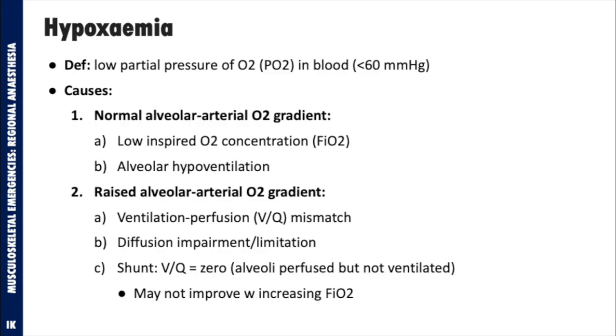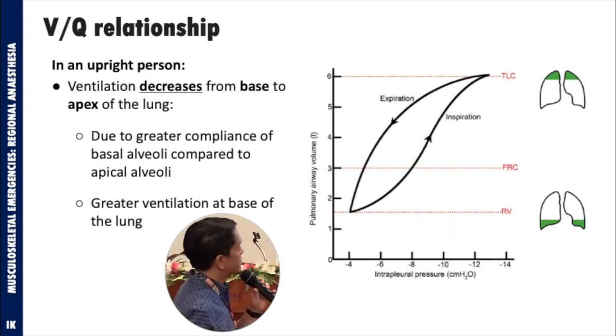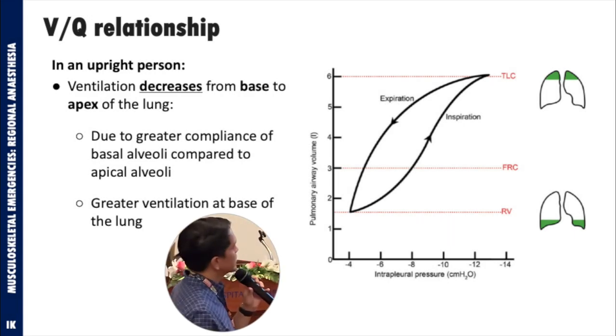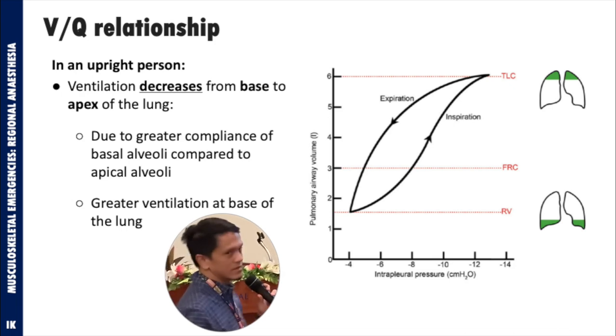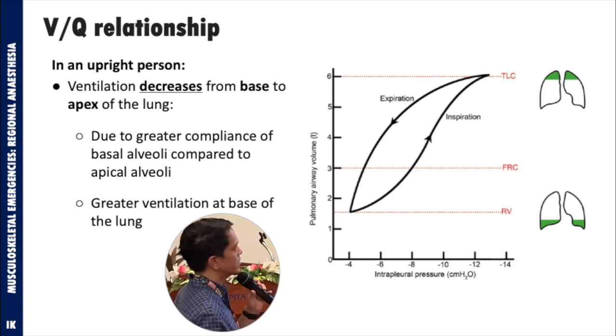Okay. So VQ relationship normally, remember this picture just now? Ventilation decreases from the base to the apex. That means ventilation is higher at the base, lower at the apex. That's what we established just now because compliance is higher at the basal alveoli compared to apical alveoli. The basal alveoli are down here, this area. Apical alveoli are on the top here. So they have more compliance on the base, so more ventilation.